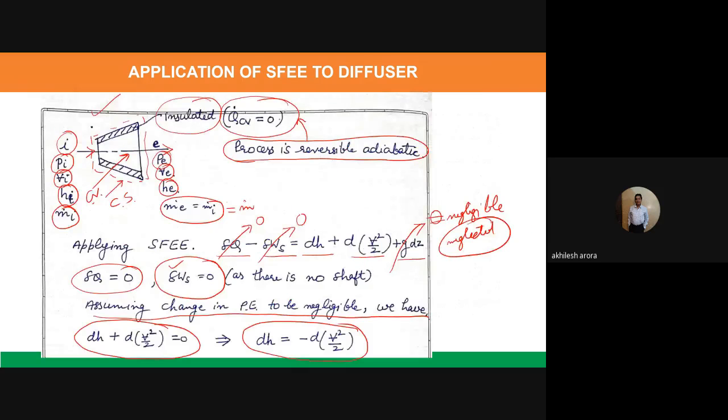Moreover, the area at inlet, this is Ai and this is Ae. So area at exit is more than area at inlet, whereas the reverse is true in case of a nozzle. But there may be some nozzles where the area at inlet is less, whereas the area at exit is more. So please don't get confused by this terminology. That is not in your syllabus actually.